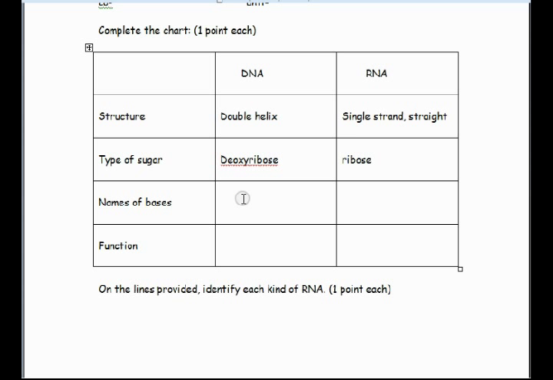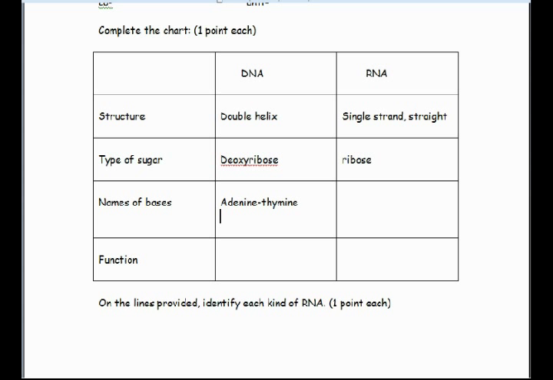Name the bases of DNA. There's 4 of them. Use the names, not the initials. Adenine, which bonds with thymine, and then cytosine, which bonds with guanine. Now name the bases for RNA. There's 4 of these as well. It's adenine and uracil, and then the cytosine with guanine.